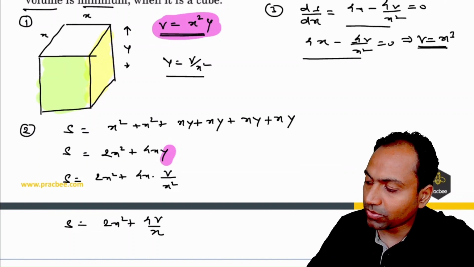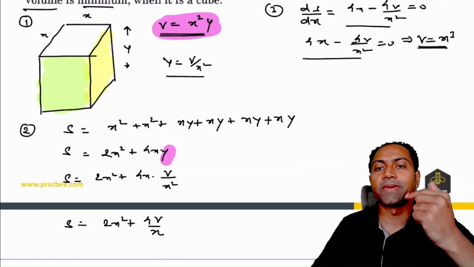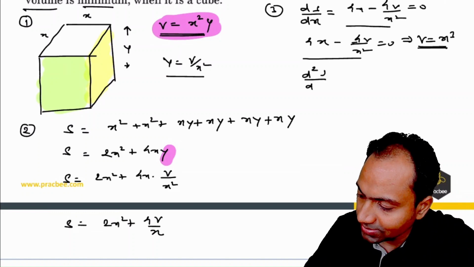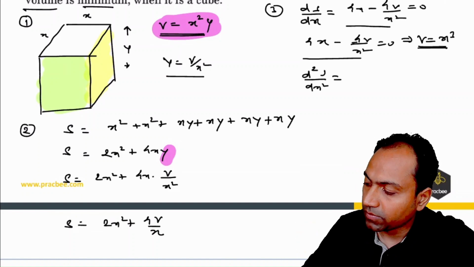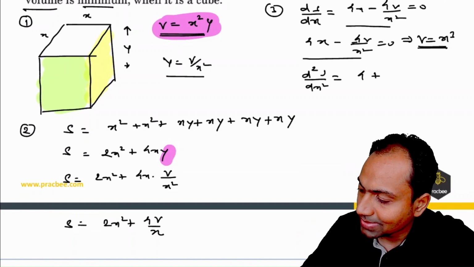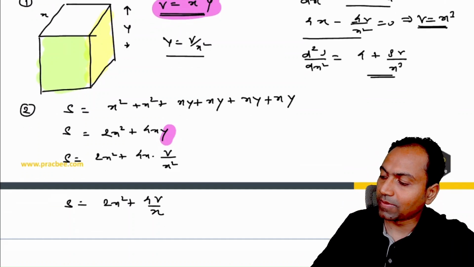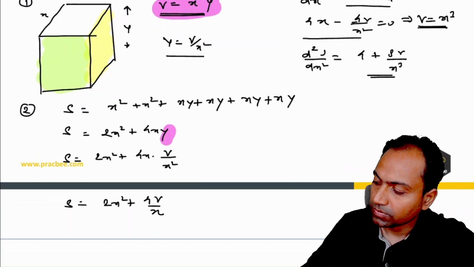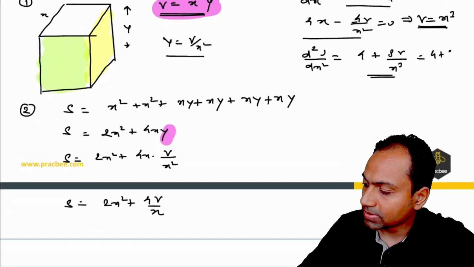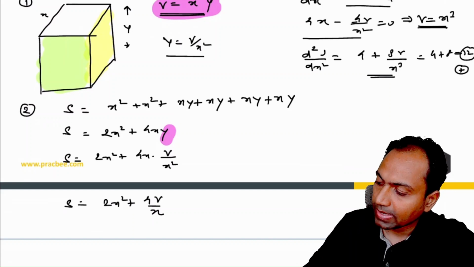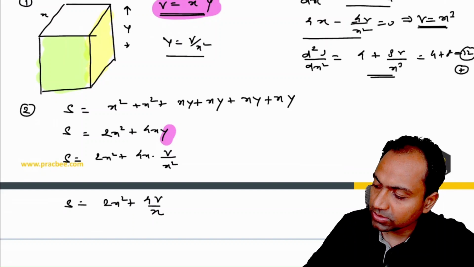Now, in order to understand whether this is a point of local maxima or minima, we can do one more step. We can do one more derivative. If I take the second derivative of the same thing, what I get is 4 plus 8v by x cube. If I put the value of v here as x cube, the value of this comes out to be 4 plus 8, that is nothing but 12. And since this is a positive quantity, this value of v that we are getting from here, or the x that we are getting from here, is a point of local minima.